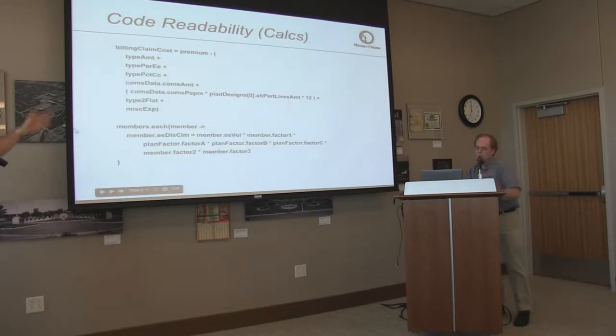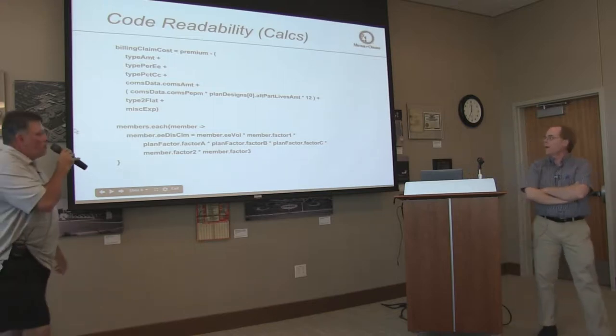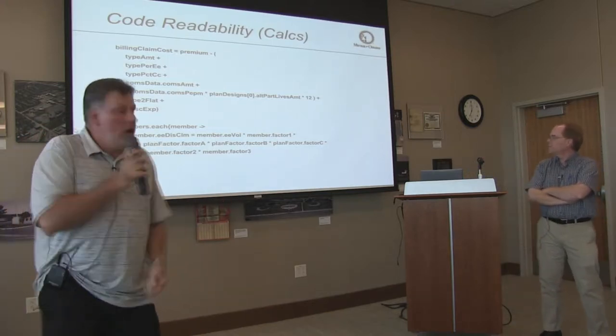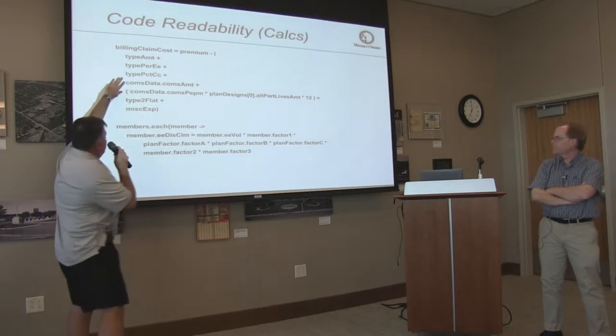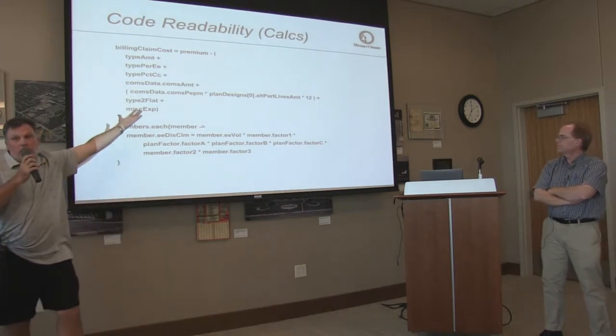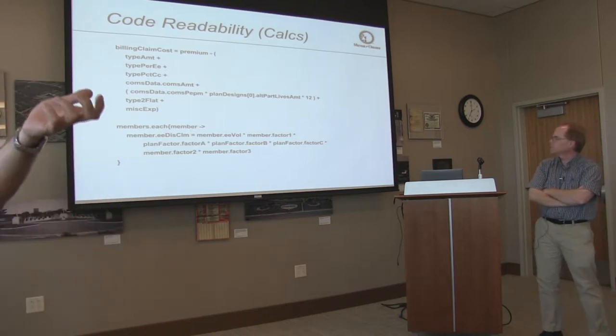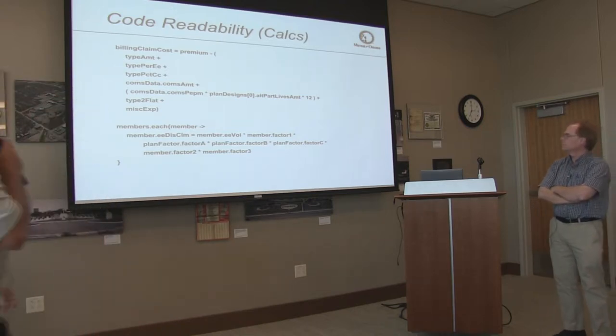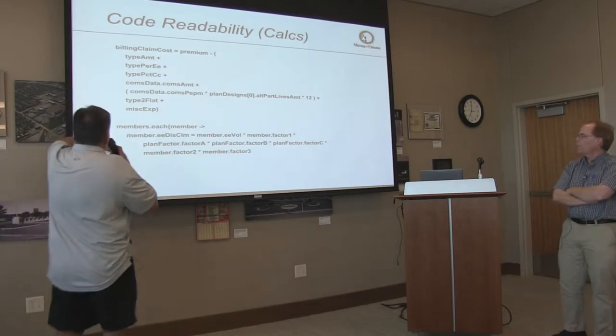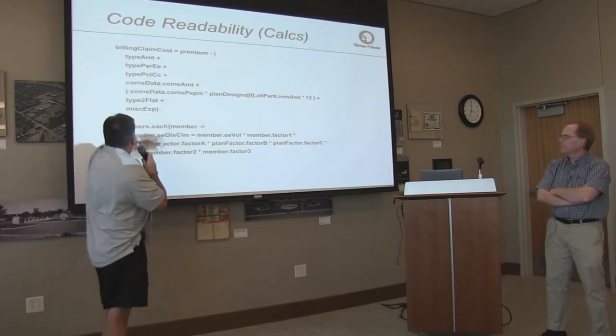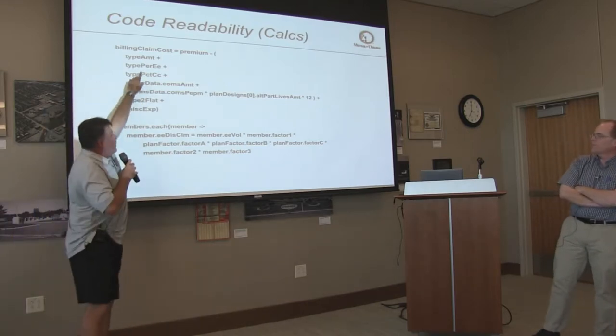And here's a great example. Because we have operator overloading in Groovy, all of these are big decimal values or big integers, and I can use plus, minus, divide, just like it reads like you would write it up in a requirements calc. I've got the premium minus this amount. I don't even remember what all this stuff is, but it doesn't matter, right? The actuaries know what this means.